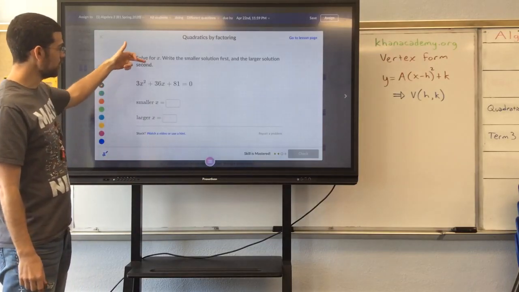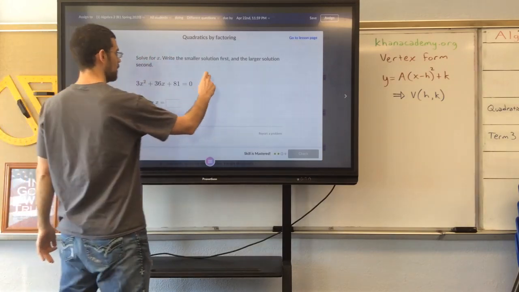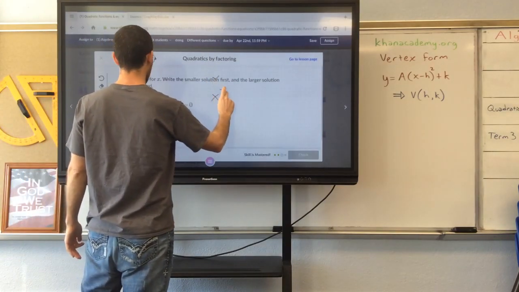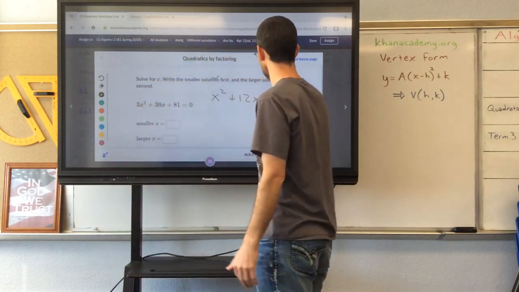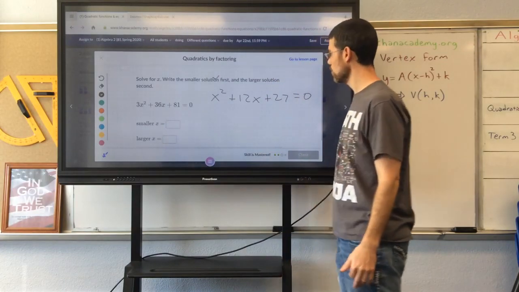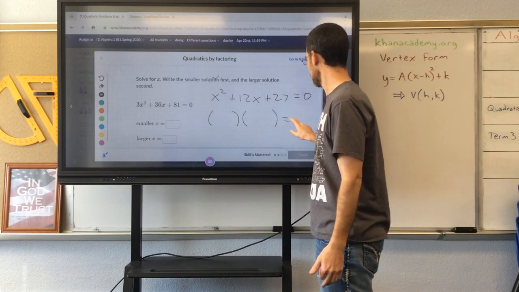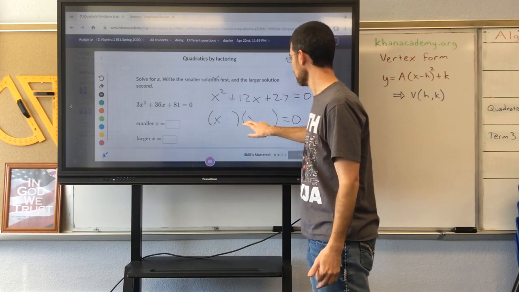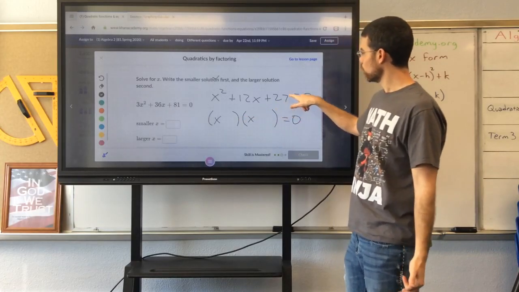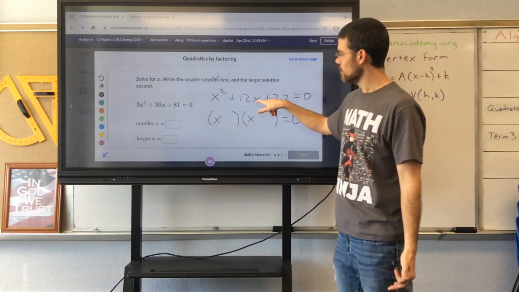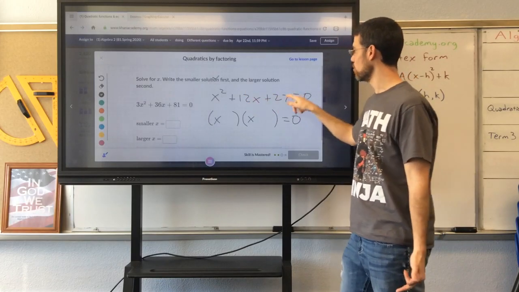3 is a factor of 3, 36, and 81, so we can divide everything by 3. We get x squared plus 12x plus 27 equals 0. If we factor that into two binomials, we get x times x is x squared. We need numbers that produce 27 and add to 12. The product is 27, the sum is 12.